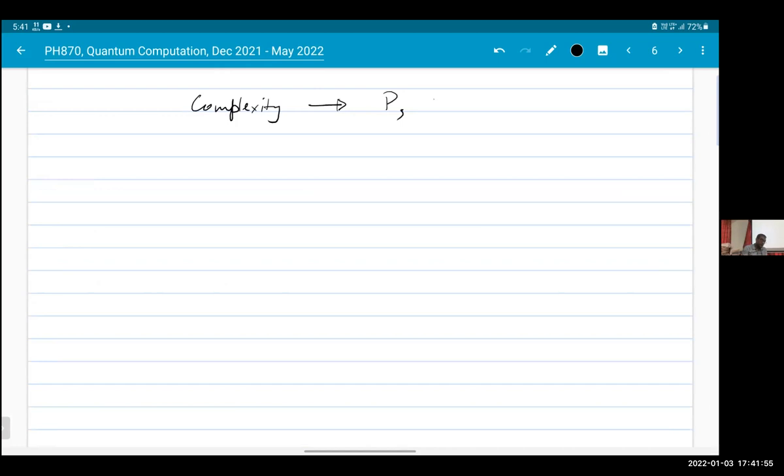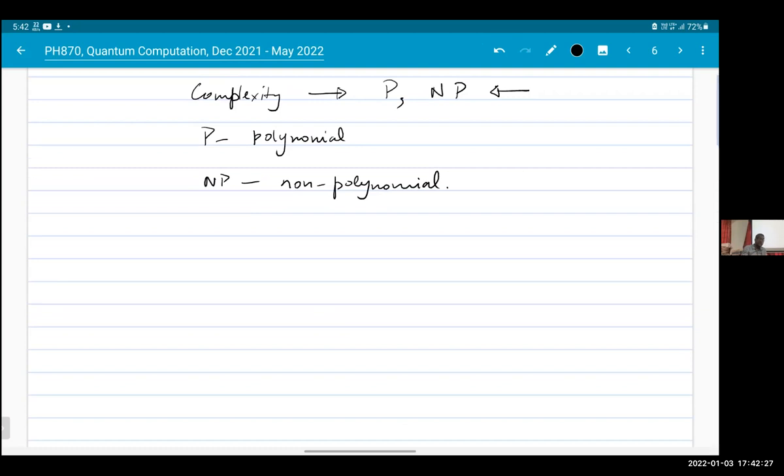So there are different classes of problems. In classical computation, they fall into two categories. Well, there are many categories, there are subcategories of these and so on and so forth. But there are two primary categories. One is P, which stands for polynomial, and NP, which stands for non-polynomial. What does this mean? Polynomial and non-polynomial in what? In N, where N is the size of the system in question that you are trying to model, right?